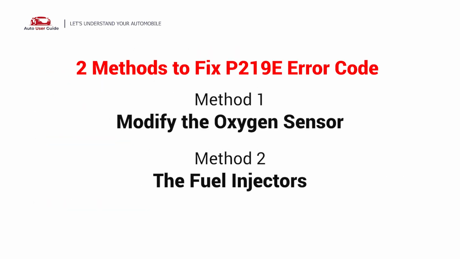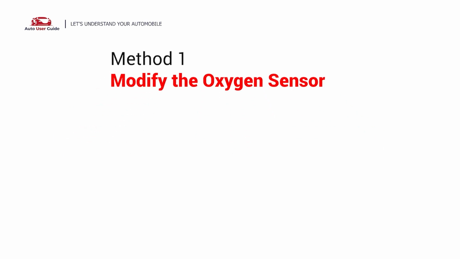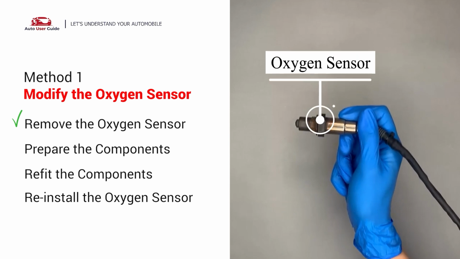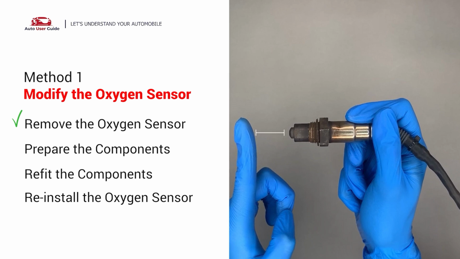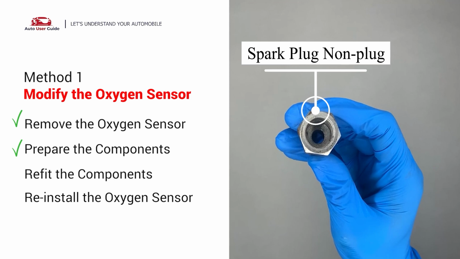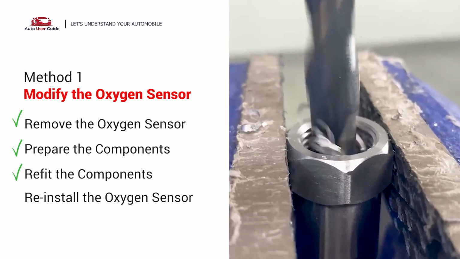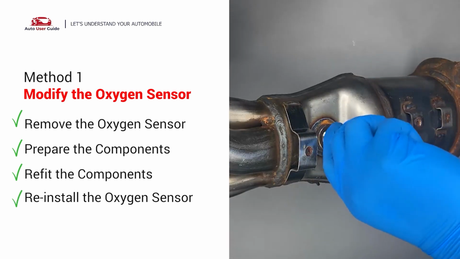Here are 2 simple DIY methods you can try to solve this problem. Method 1: Modify the oxygen sensor. You can remove the oxygen sensor from the converter by putting extra space between the sensor and the converter. And now, get the smart plug non-fouler, which now has enough space to fit into the oxygen sensor, and then use a 1/2-inch drill to refit it. By doing this, put them together and put back on the catalytic converter.